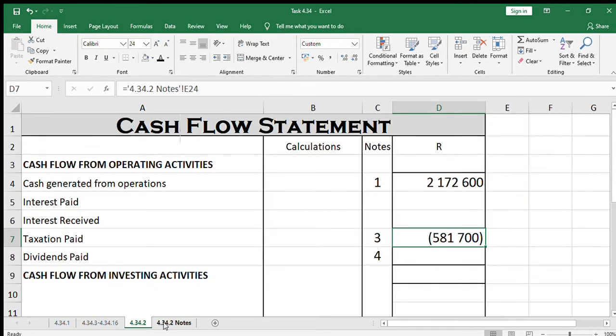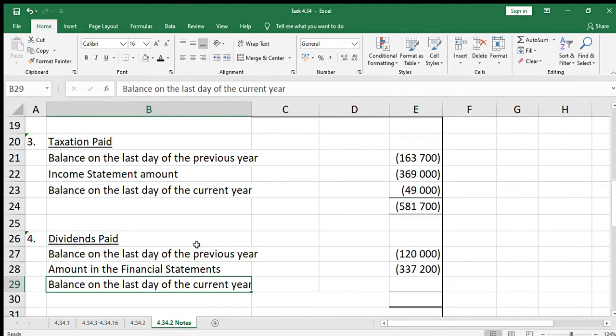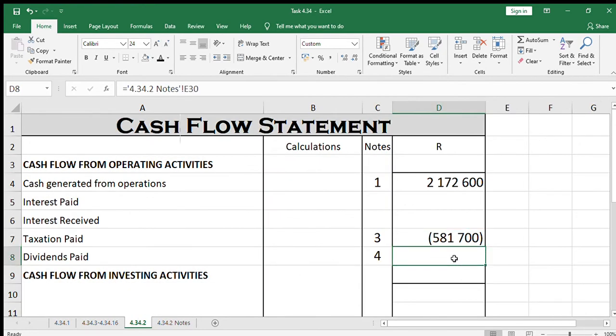Remember, in exams, if you carry through this figure, even if it's not correct, you'll still get the marks for the carrying forward of the correct figure. The balance on the last day of the current year is the final dividend, 193,200, no brackets. It will only be paid next year. We get 264,000 at the end, which we can transfer to the cash flow statement.